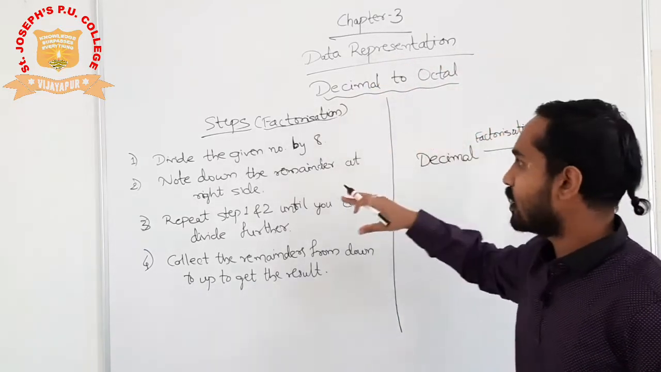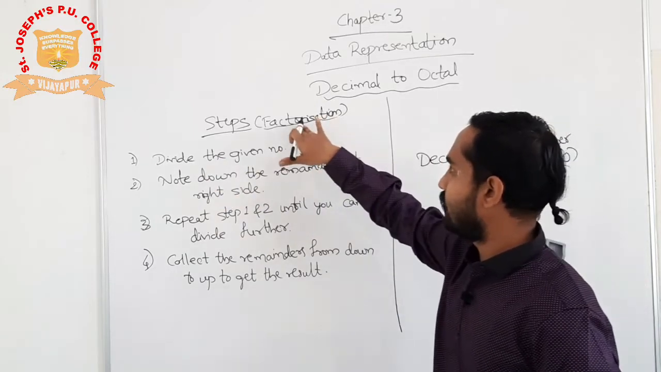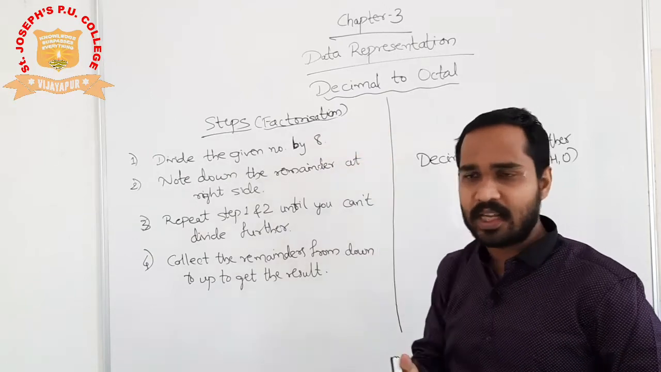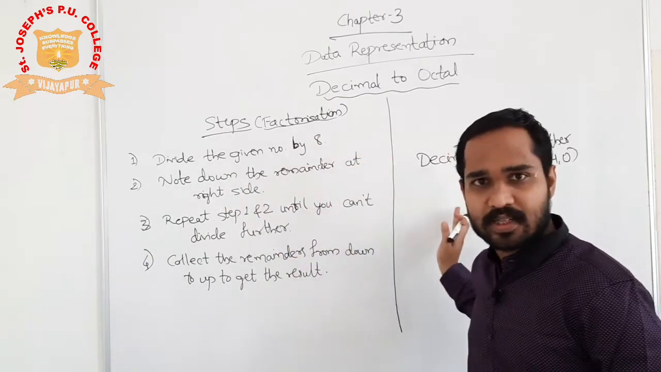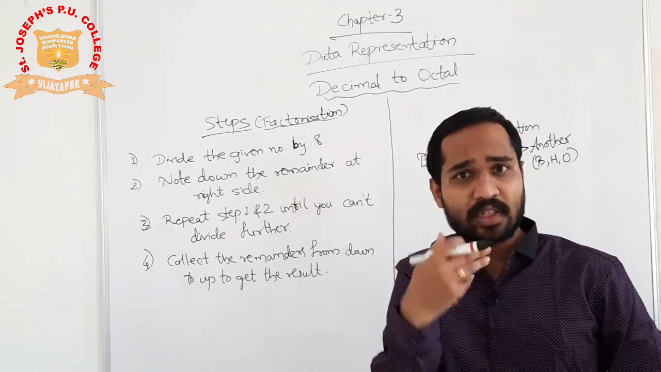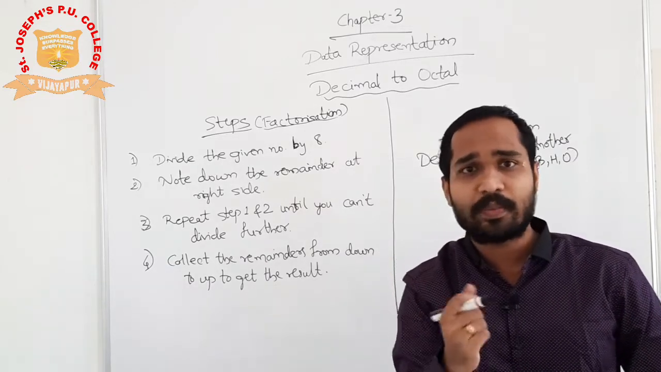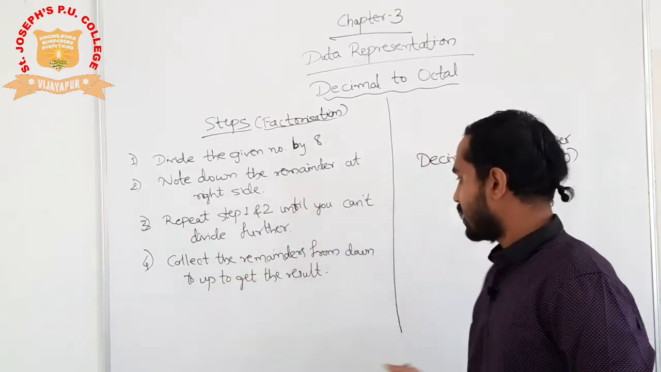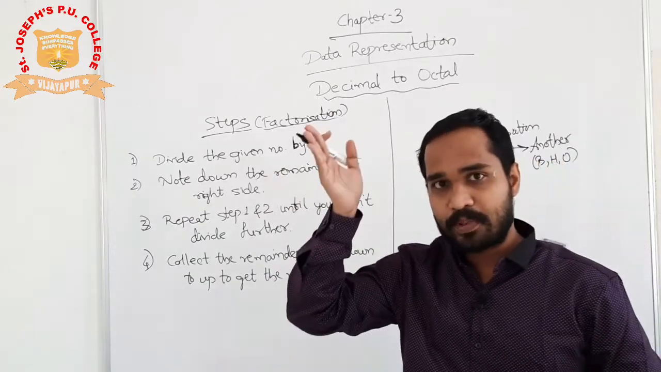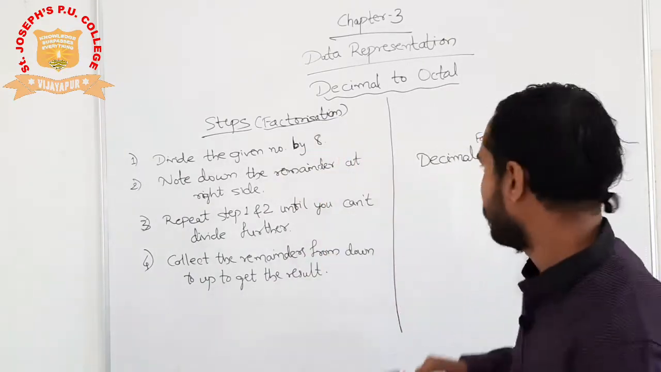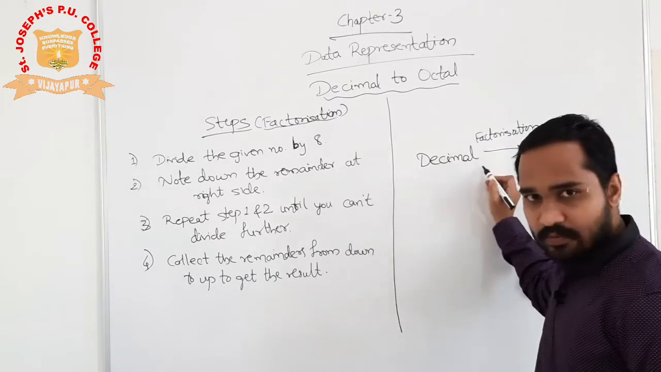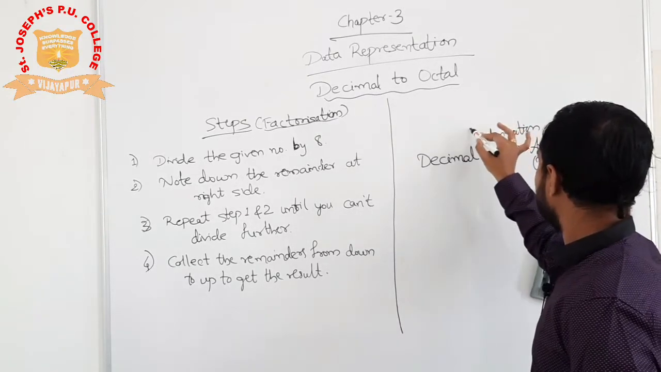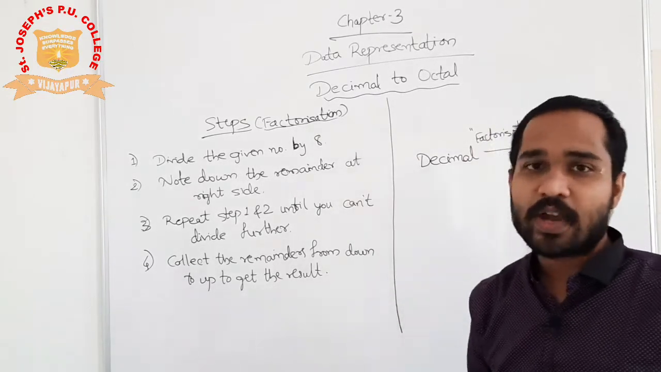Decimal to octal, what are the steps? Divide the given number by 8, the factorization method. Any number is given, divide it by 8. Note down the remainders on the right side. We always did this when we were doing the conversion for binary. Repeat the step until you can't divide it further. Collect the remainders from bottom to up to get the final required result. So when a decimal number is given, if you want to convert it to any other number system, you should always do this method, that is factorization.